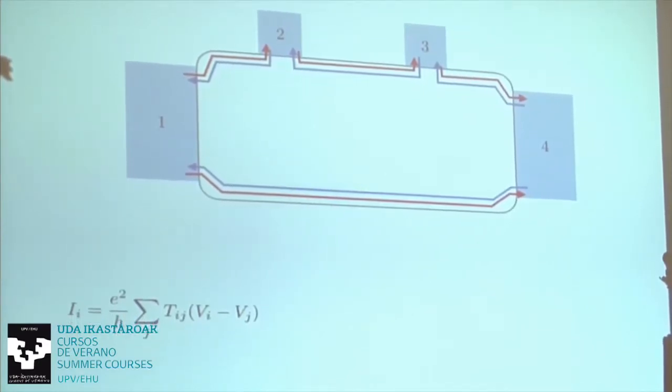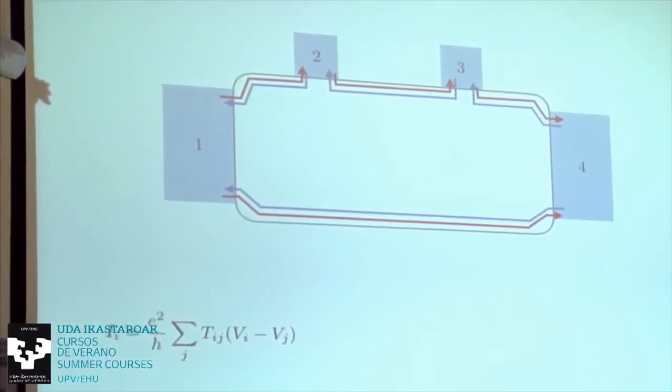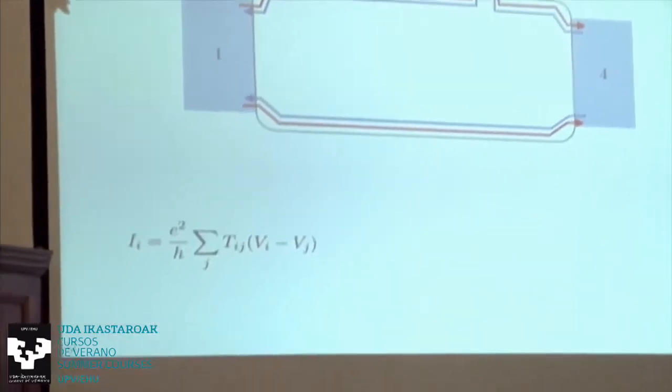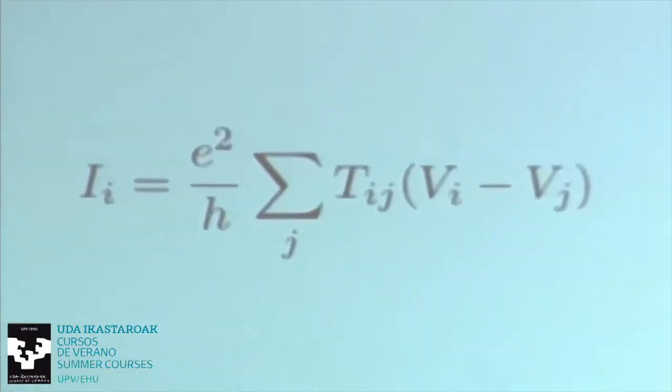What's the 4-terminal conductance? That's saying, okay, I pass a current from here to here, and I measure the voltage between here and here. I can calculate that by just using the Landauer-Büttiker formula. How many of you know it? Okay, I think it's sufficient numbers.